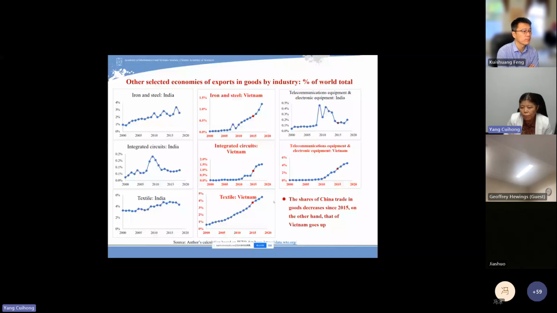So we may suppose that this is just a coincidence, or we can say that the decrease of Chinese share has been shifted to Vietnam. We are very curious about this kind of phenomenon.